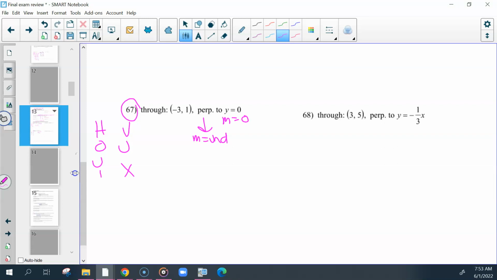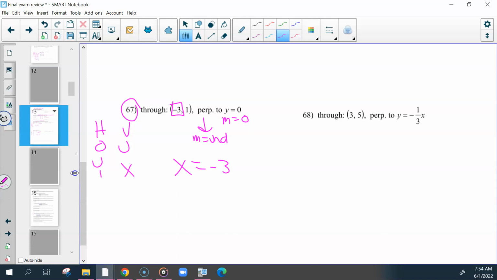And again, if it's undefined, that would be an x equals. So we look at what our x value is and write that as an equation. So x equals -3 would be our final answer there. Do we have any questions on 67? Or other questions on this page in general that we want to see, go over, have questions about?